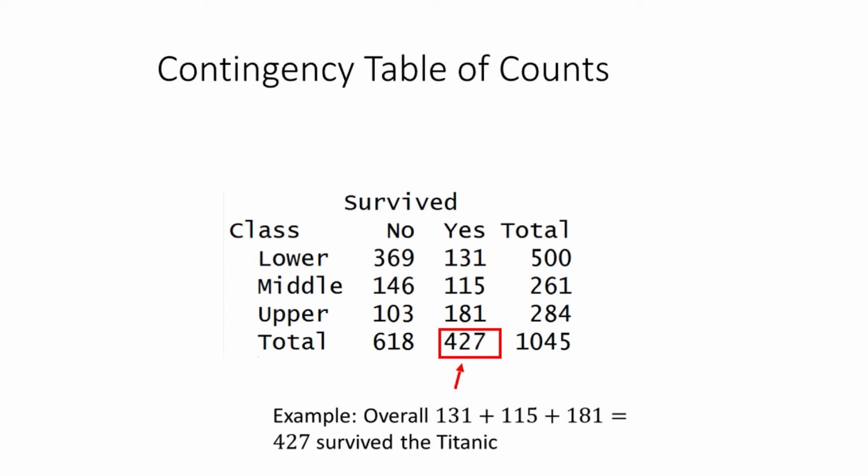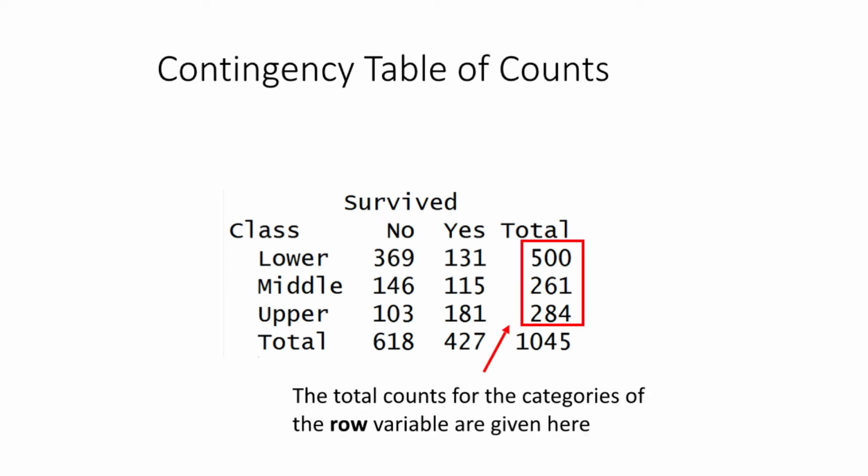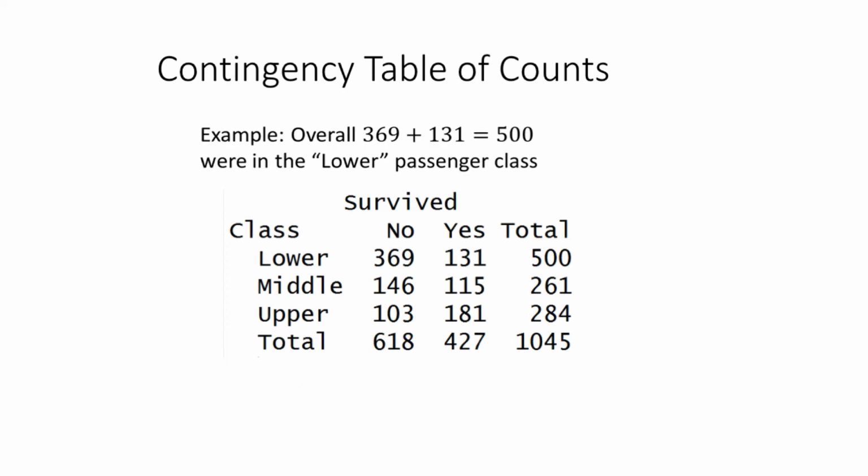So for this column, we have 427 observations. If you add up 131, 115, and 181, we have 427 people who survived the Titanic in total. In terms of the row margins, these give the total counts for the categories of the row variable, meaning passenger class. So we have 500 people in the lower passenger class, 261 people in the middle passenger class, and 284 people in the upper passenger class.